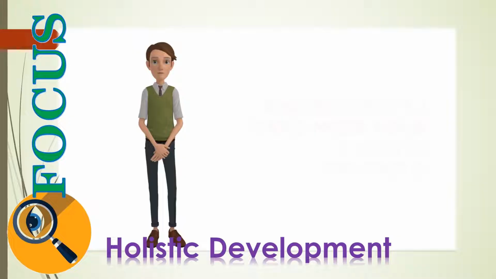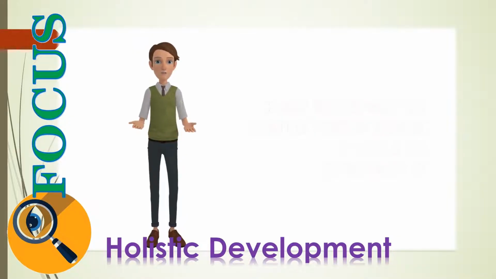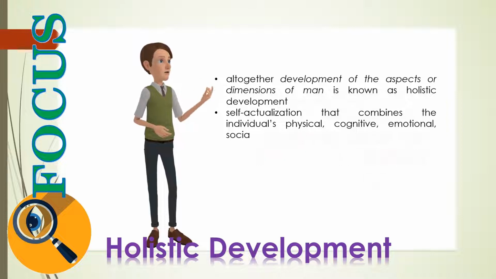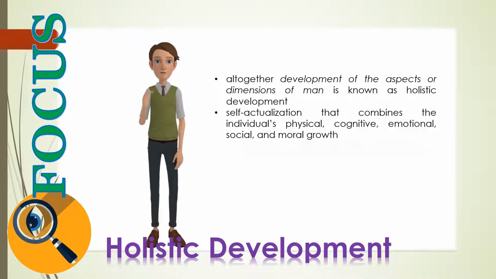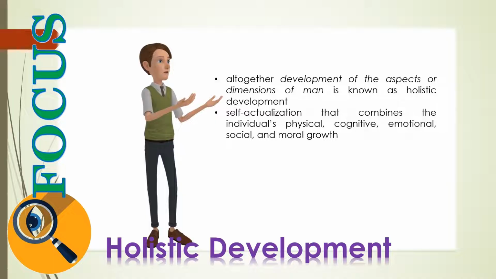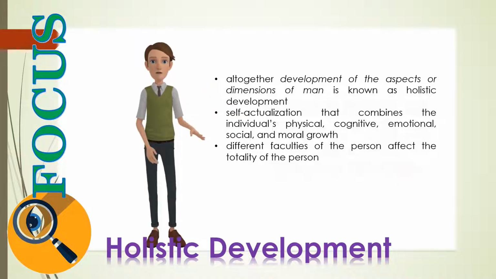Human development is a complex process because it entails the development of the different aspects of the human person. The altogether development of the aspects or dimensions of man is known as holistic development. Holistic development is a process of self-actualization that combines the individual's physical, cognitive, emotional, social, and moral growth. The holistic viewpoint is based on the premise that a system, as a whole, will determine how its individual components act. This can be seen in how the different faculties of the person affect the totality of the person.